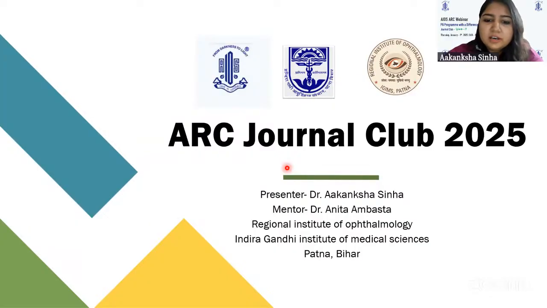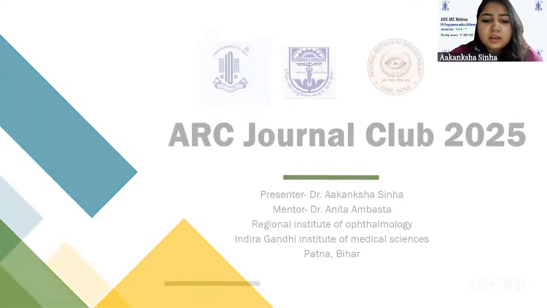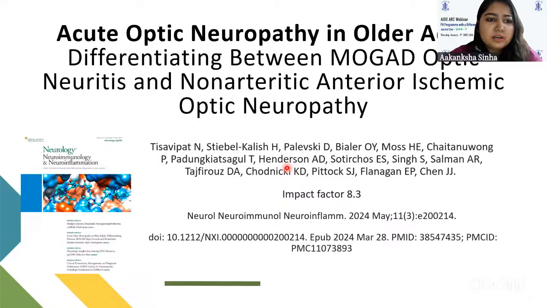Good evening, all. I'm Dr. Akanksha Sinha, and I'm going to present a journal for the ARC Journal Club under the mentorship of Dr. Anita Ambasta. The journal which I've chosen is titled Acute Optic Neuropathy in Older Adults: Differentiating Between Myelin Oligodendrocyte Glycoprotein Antibody-Associated Disease, Optic Neuritis, and Non-Arteritic Anterior Ischemic Optic Neuropathy. This article was published in Neurology: Neuroimmunology and Neuroinflammation, with an impact factor of 8.3, in May 2024 by Tezavipat et al.